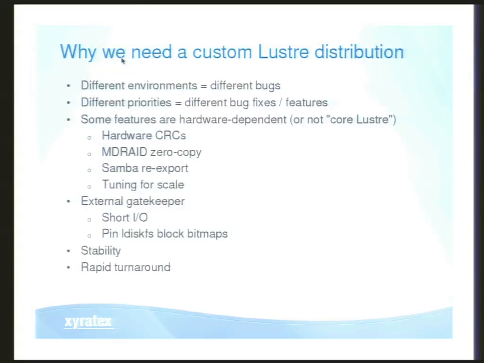Another point there is that the canonical tree, as hosted by Intel, has what to us is an external gatekeeper. So there's someone that tells us whether our code can land on the canonical tree or not. And for our development, we obviously can't have that when we're deploying code to our customers and updating their software in the field.